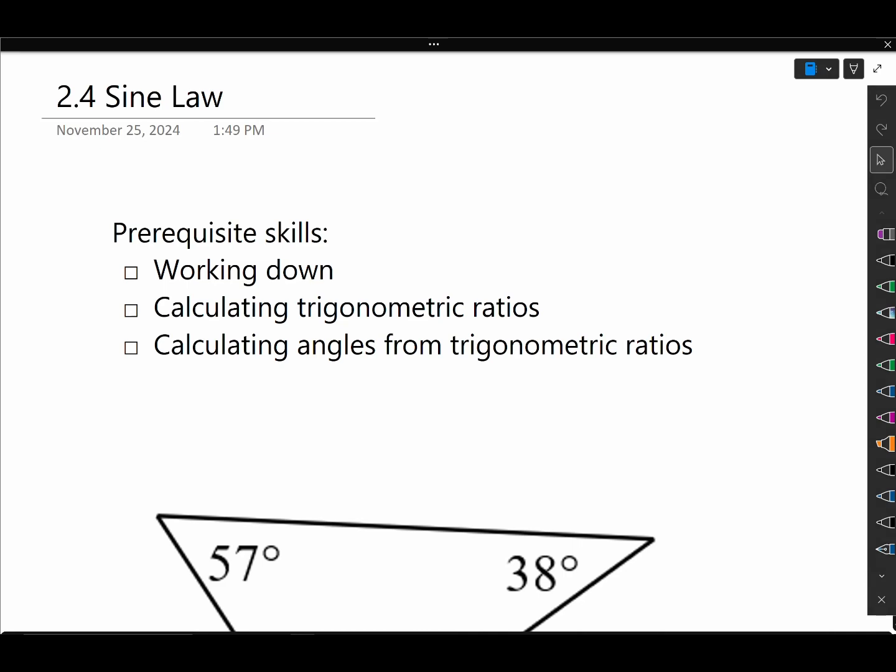And we're back here with some sine law. Now, this video, again, is suitable for a 3C class, grade 11 students. Prerequisite skills we're going to rely on.